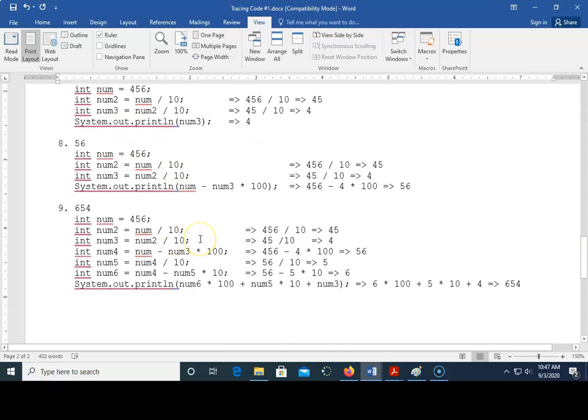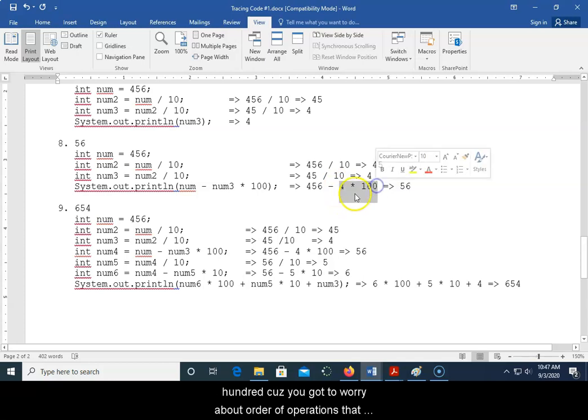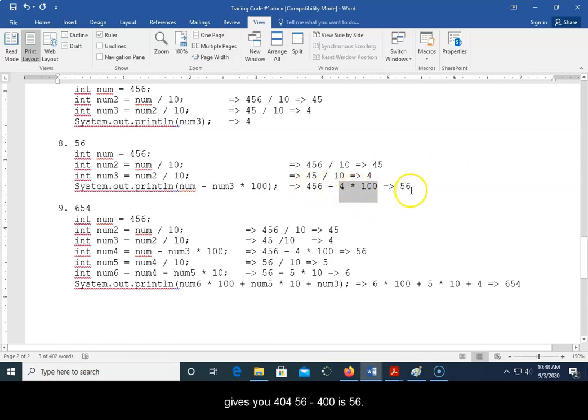8. You got 456 divided by 10, that's 45. Then you got 45 divided by 10 is 4. Then you've got num, which is the original num, 456, minus num3, which is 4, times 100. So what do you do here? You've got 4 times 100, because you got to worry about order of operations. That gives you 400. 456 minus 400 is 56. Okay.